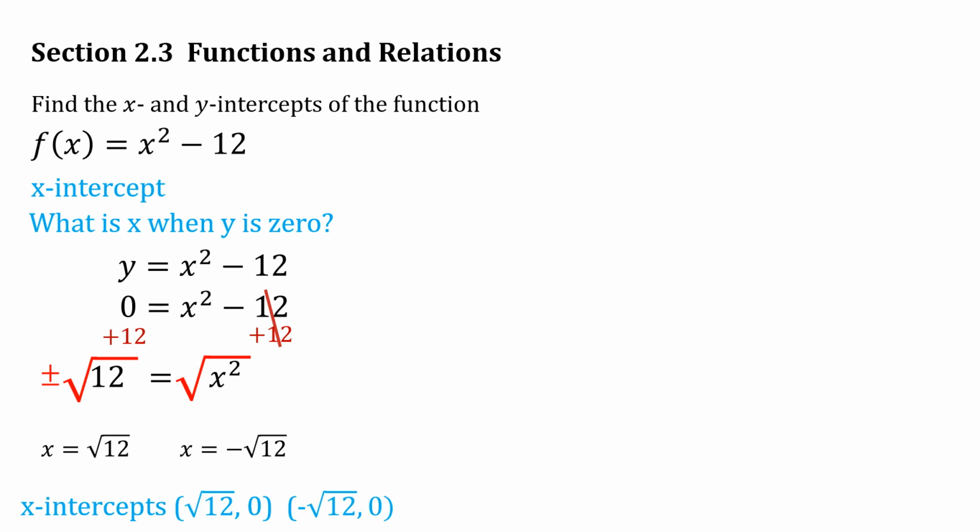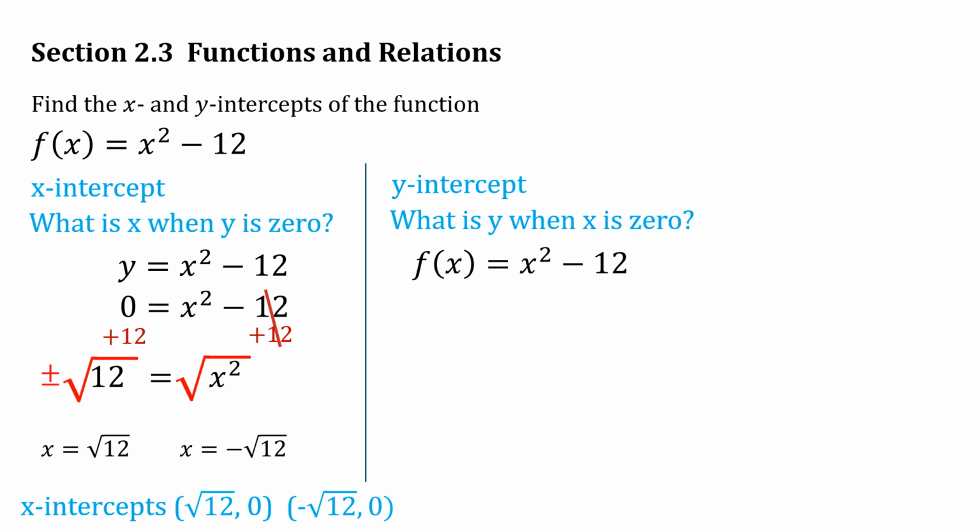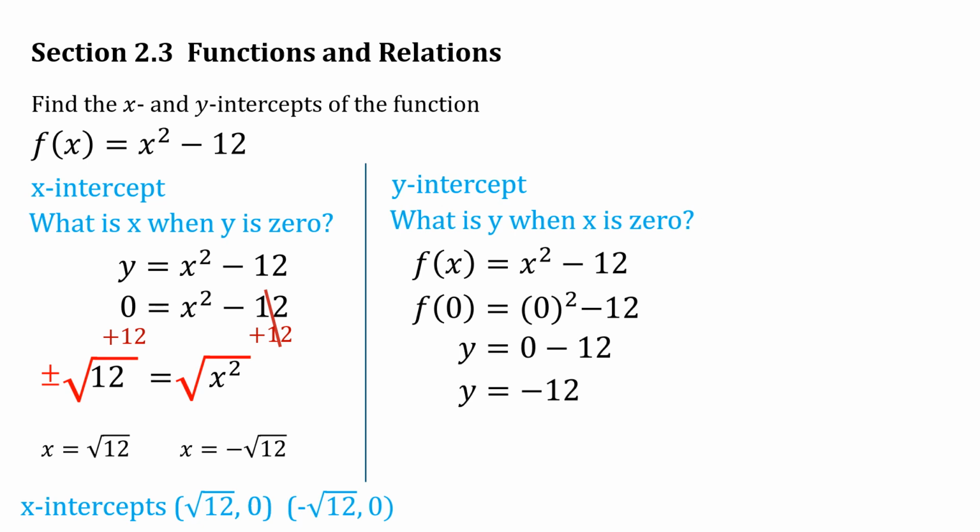Our x-intercepts are where it crosses the x-axis: square root of 12 and negative square root of 12, when y is 0. Let's find our y-intercepts. To get the y-intercept, you have to plug in x is 0. That's how you get the y-intercept. So we'll plug in x is 0, square the 0, and our y is just negative 12. So when x is 0, y is negative 12.